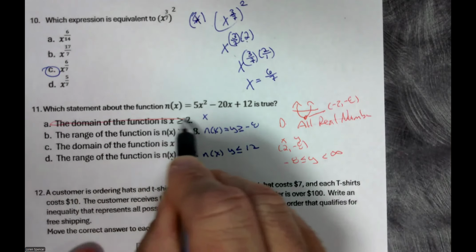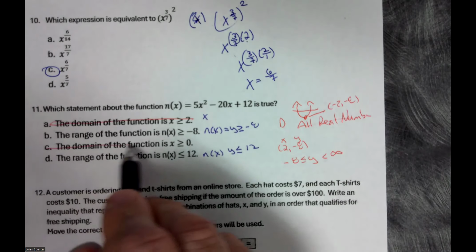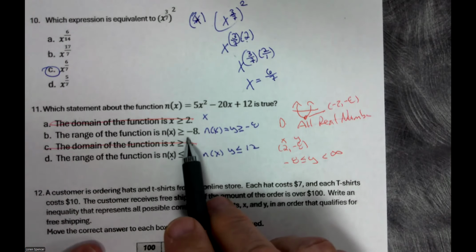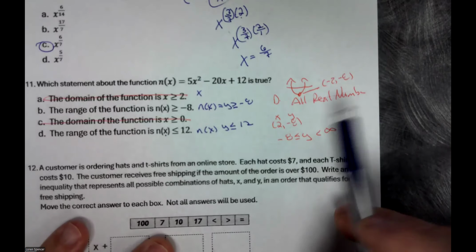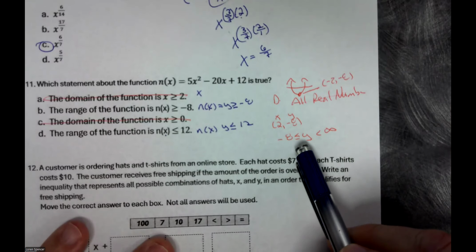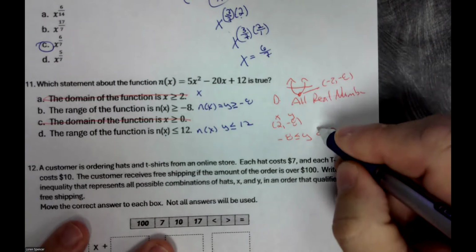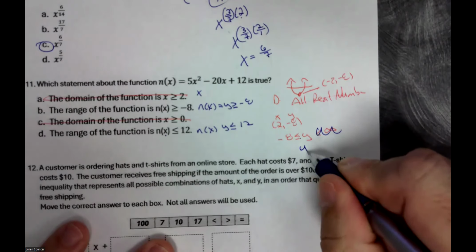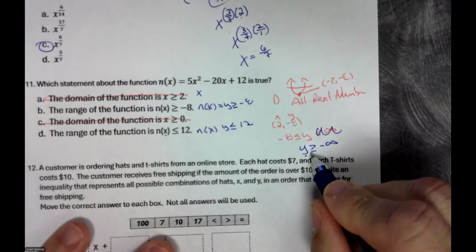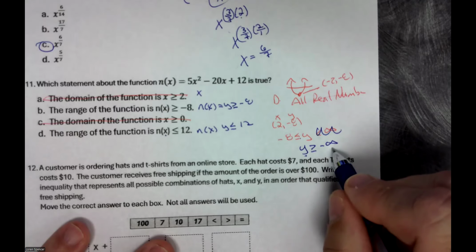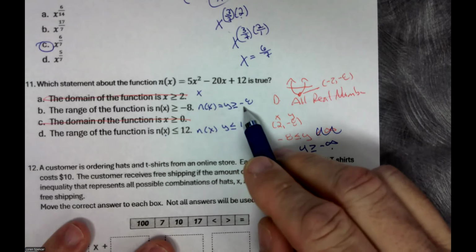So guess what? Domain's not an answer choice. The range is greater than or equal to -8. Well, we said -8 is less than y is less than infinity. Well, we don't write this part. We take this and we flip it. And so y is greater than -8. Well, guess what? That's B.